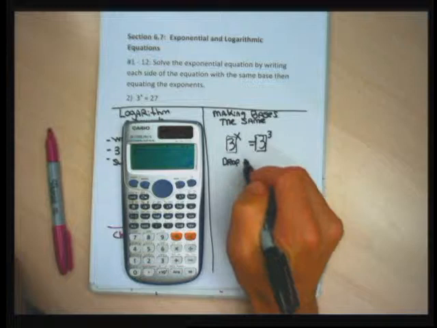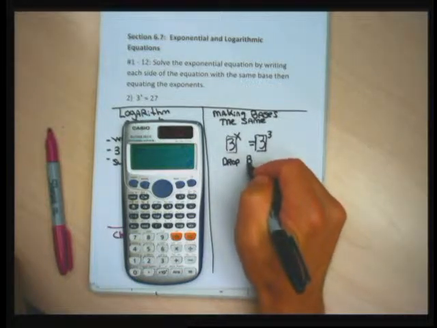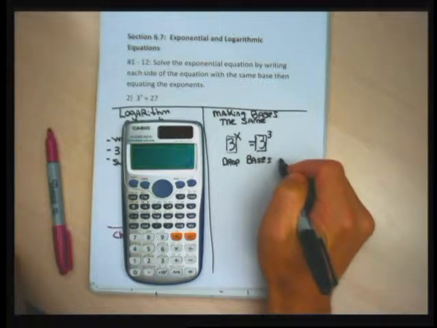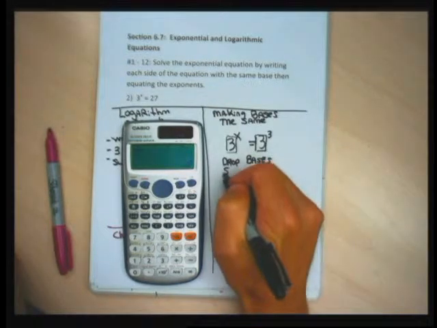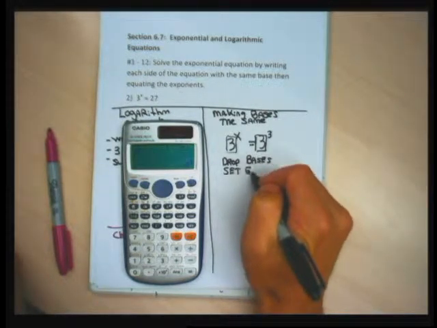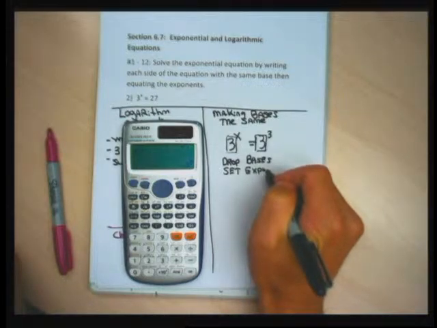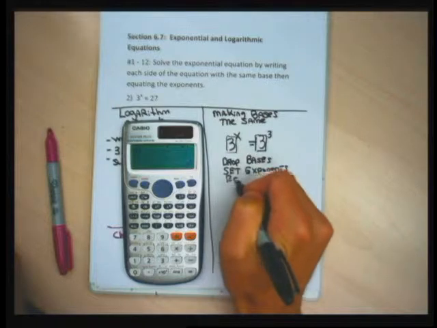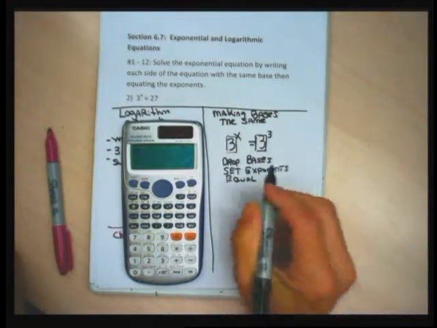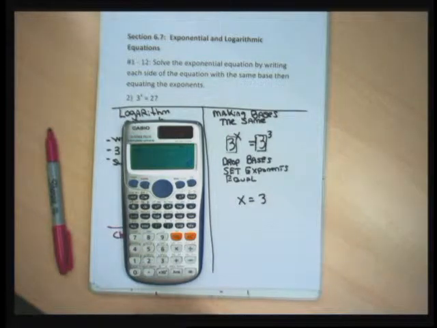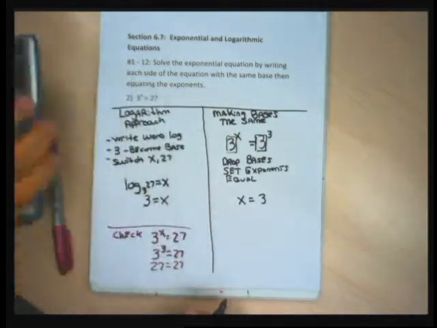So this strategy only works if you have enough skill to make each side written with the same base. And in this problem, it wasn't that hard. But as we get further along, it's going to be very hard. You have to be ultra clever to be able to do it. So both strategies give me the same answer, x equals 3.